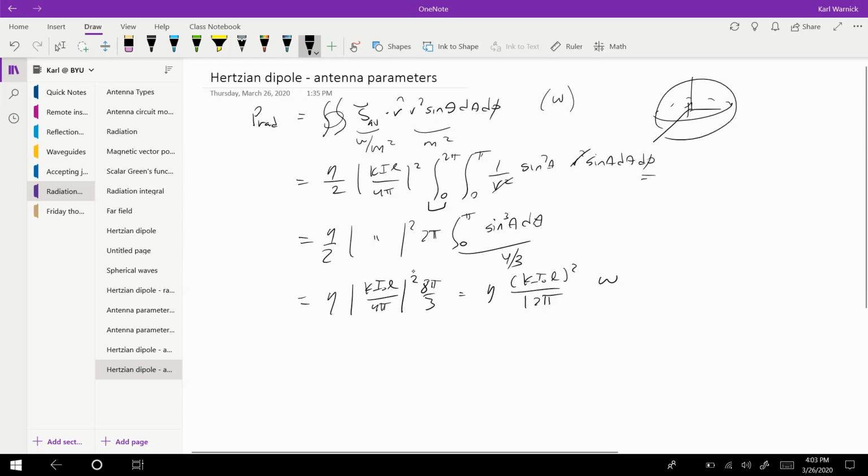Now notice that depends on both the frequency and the length of the antenna. It certainly depends on the current we put in. The more current we put in, the more power we radiate. But the frequency and the length dependence, that will come back a little bit later.